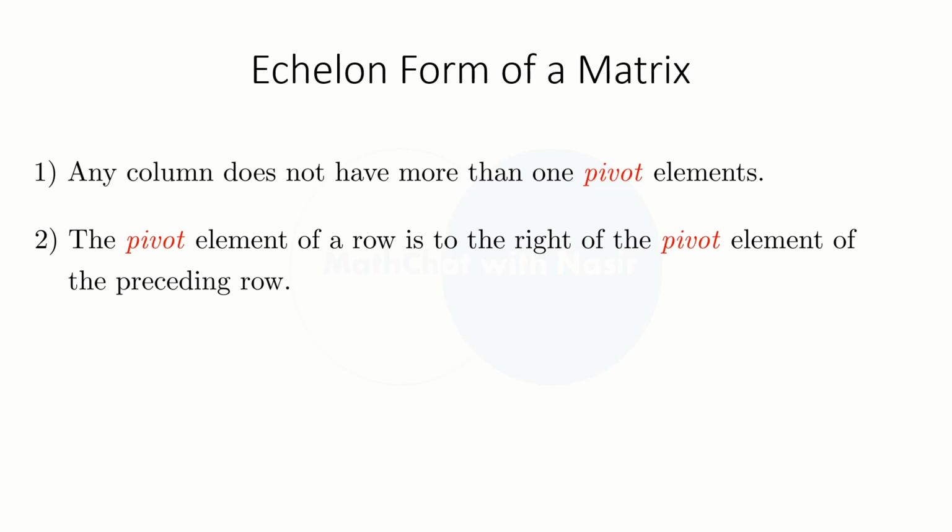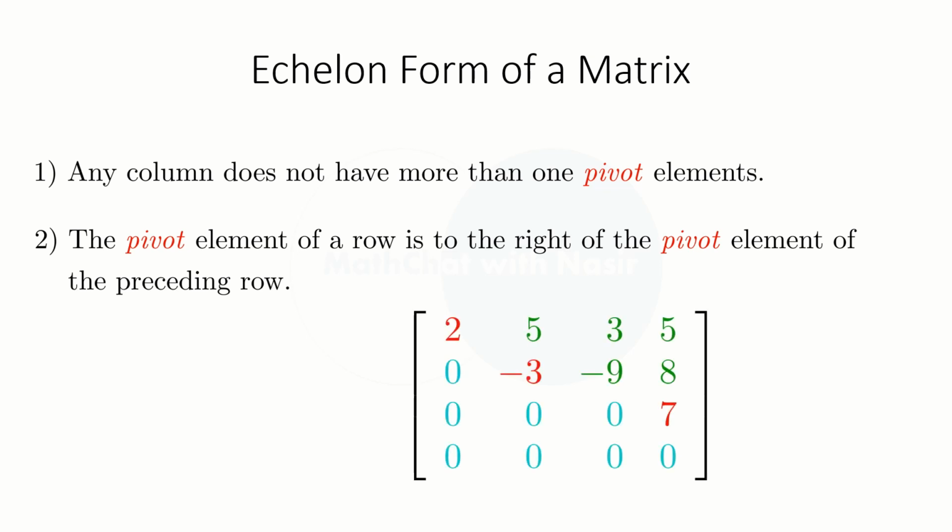The first non-zero element of each row is called a pivot. The first property of the echelon form of a matrix is that each column does not have more than one pivot element, and the second property is that the pivot element of the following row should be strictly to the right of the pivot element of the preceding row. This is an echelon form of a matrix. The pivot element of the first row is 2, of the second row is -3, and of the third row is 7.